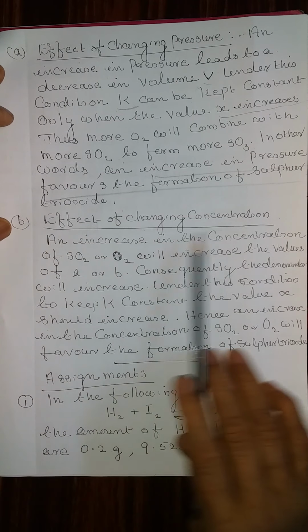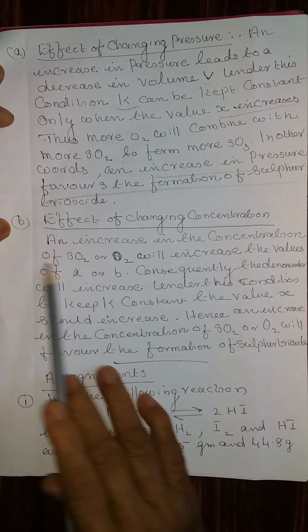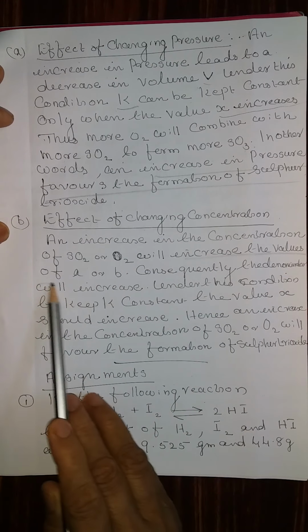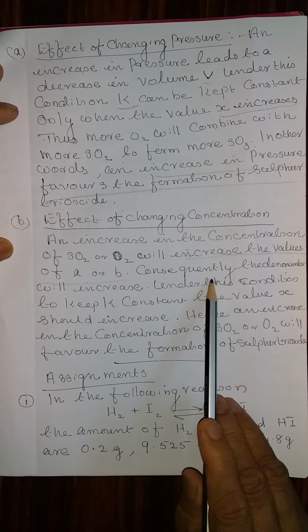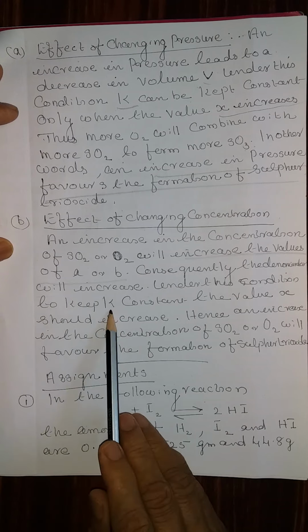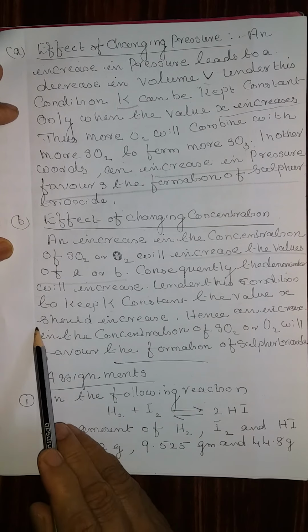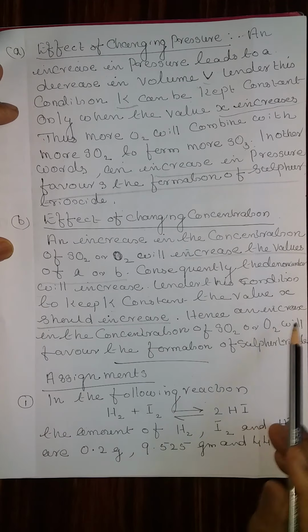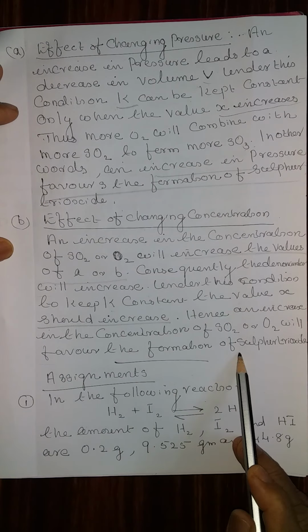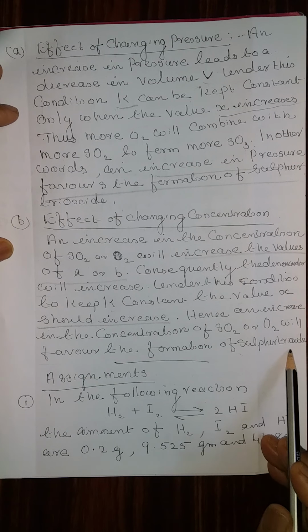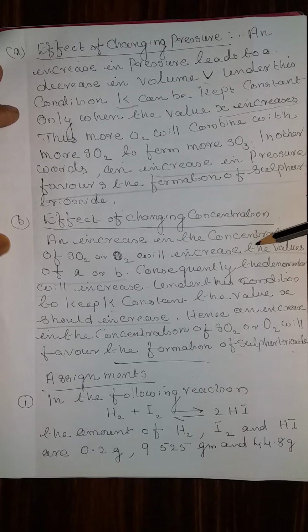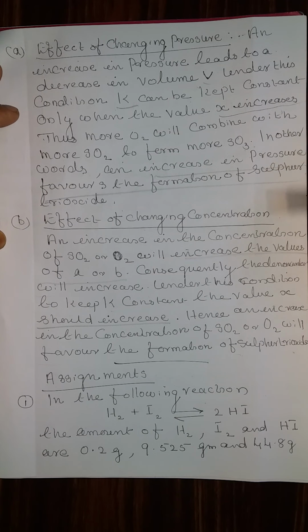2. Effect of changing concentration. An increase in the concentration of SO2 and O2 will increase the values of a and b. Consequently, the denominator will increase. Under this condition, to keep K constant, the value x should increase. Hence, an increase in the concentration of SO2 and O2 will favor the formation of sulfur trioxide. Therefore, increase in pressure and increase in the concentration will favor the reaction.